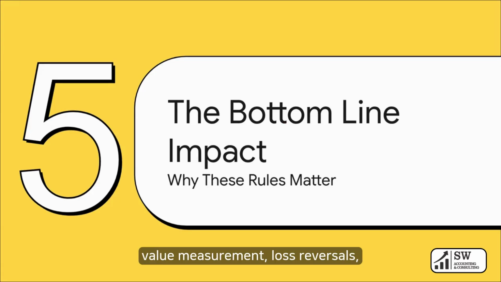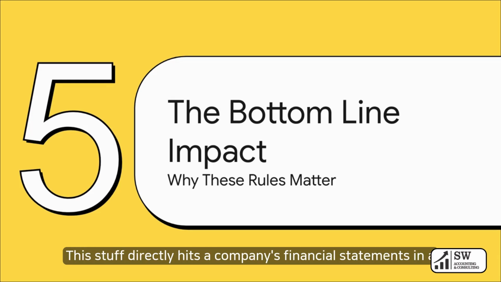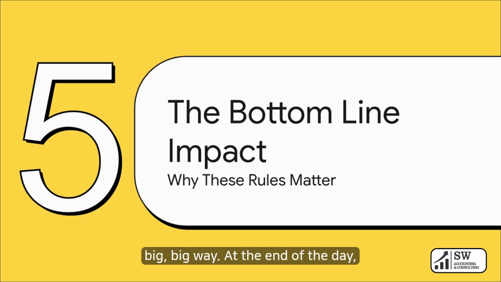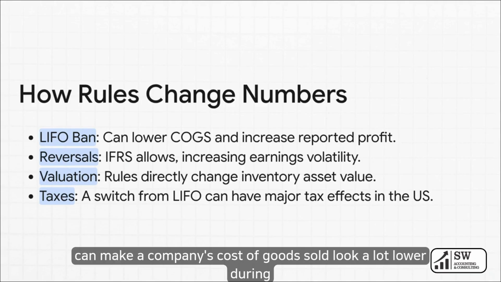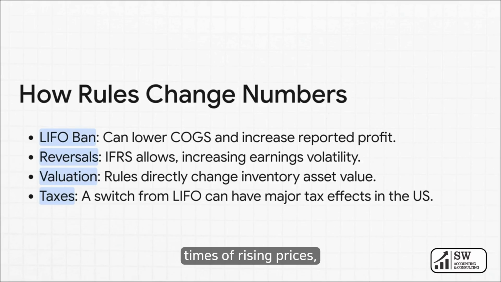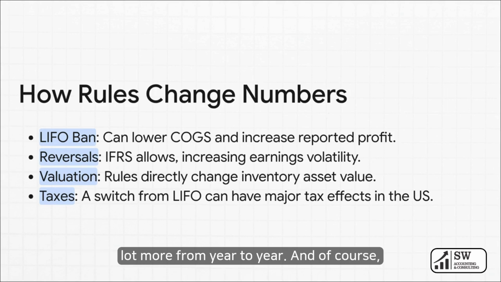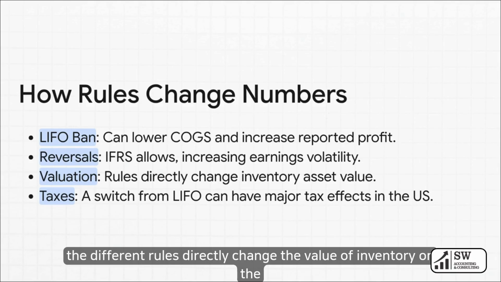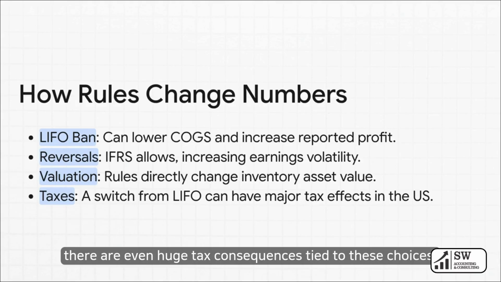So we've talked LIFO, value measurement, loss reversals, all this technical stuff, but why does any of it actually matter? Well, because this isn't just theory for accountants. This stuff directly hits a company's financial statements in a big, big way. At the end of the day, these rules can change the whole picture. Banning LIFO, like IFRS does, can make a company's cost of goods sold look a lot lower during times of rising prices, which means it looks more profitable. And allowing loss reversals can make earnings for an IFRS company jump up and down a lot more from year to year. And of course, the different rules directly change the value of inventory on the balance sheet. For companies in the US, there are even huge tax consequences tied to these choices.